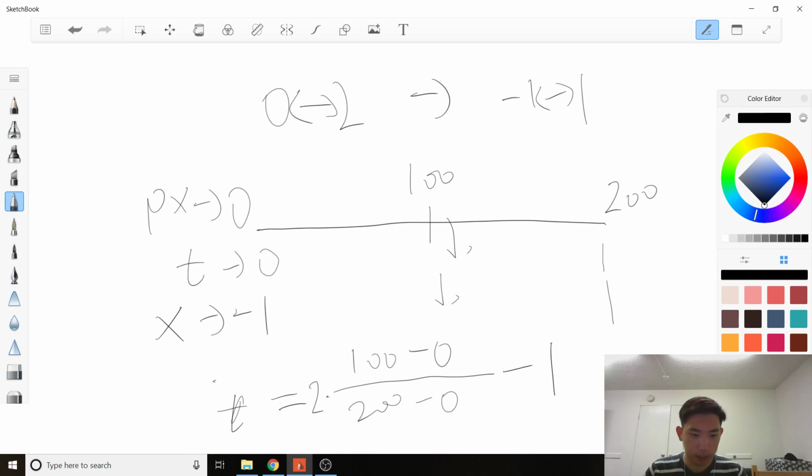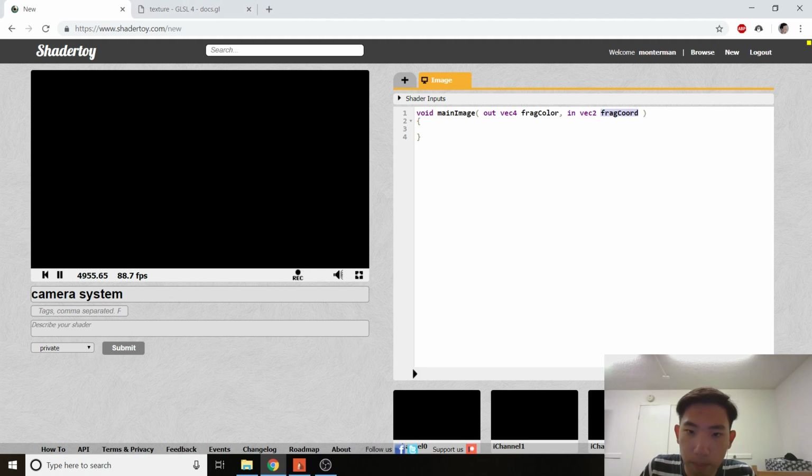So this is how we, not t anymore, there will be x. So this is how we obtain the normalized coordinate for our pixel. And we're going to call this UV in our code. So why don't we just go ahead and do that. It'll be a 2D vector, UV equals frag coord divided by, right.